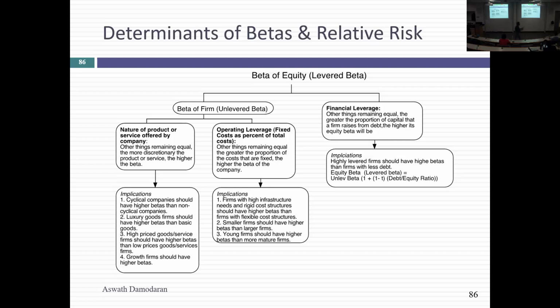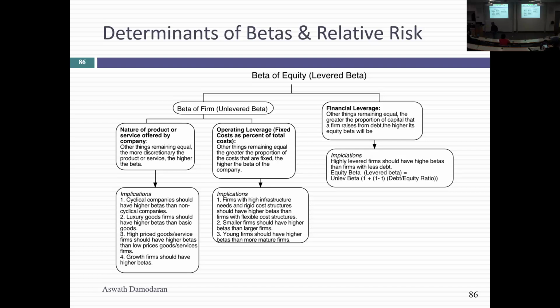First is, tell me what you do as a company. What are your products and services? And here's the dividing line. The more discretionary your products and services, the higher your beta will be as a company. You know what I mean by discretionary? People can live without your product, you can defer buying it. You'll have a higher beta. Why? Because in good times, you'll sell a lot, in bad times, you'll sell far less.